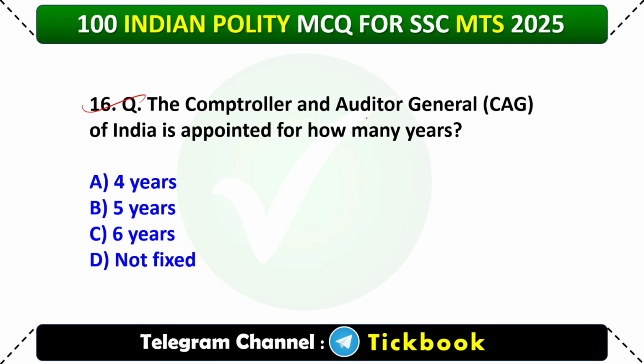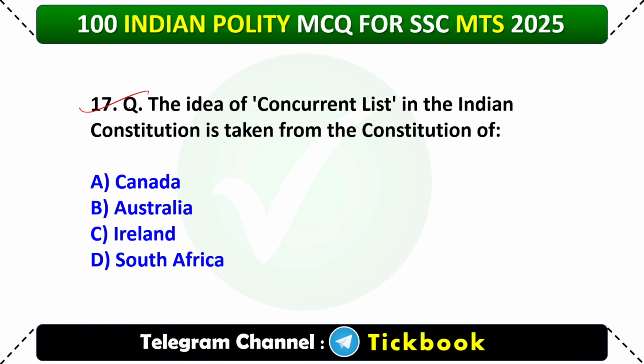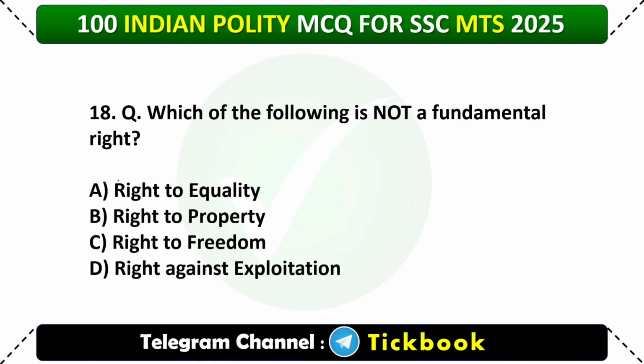16. The Comptroller and Auditor General of India is appointed for how many years? Option number C, 6 years. 17. The idea of concurrent list in the Indian Constitution is taken from the Constitution of? Option number B, Australia.